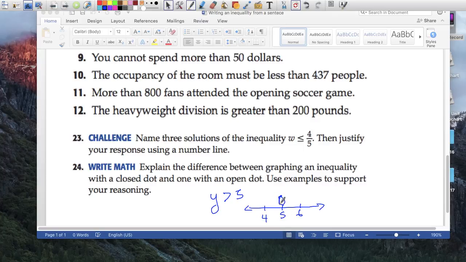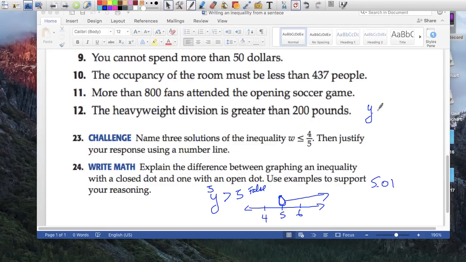And the reason this circle would be an open circle is because any number above 5 is part of the solution. We'll make this inequality true. You can pick 5.01, 6, 7, 8, 9, 10, 11, 12. Any number to the right of 5 will make this inequality true. But the number 5 itself will not, because if you put 5 instead of y, you get 5 is greater than 5, which is false. So to show that 5 is not part of the solution, we leave the circle open.